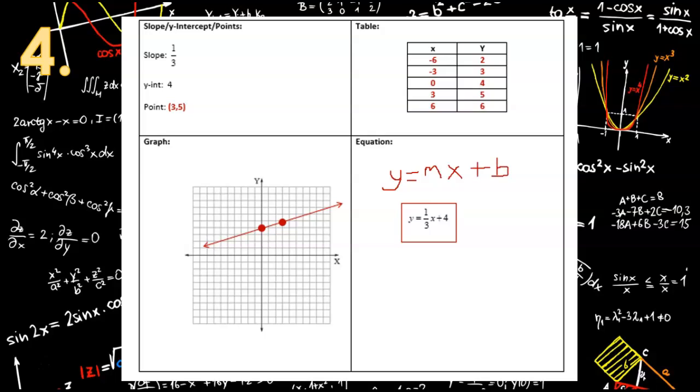And then to graph that, I start here at the y-intercept, put a point on 4, and then use my slope up 1 over 3 to plot a second point. So that second point is what you can use for another point on the graph. Connect those lines, so there you have your graph, and then you can plug in some x values to solve for y to fill out your chart.